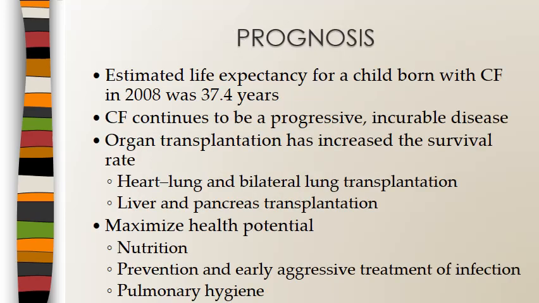So as I said before, life expectancy is a lot better than it had been before. In 2008, the life expectancy for a child who was born with CF was about 37 years of life. That may seem young, but it is much older than what it used to be. As I said before, these children really didn't see their teenage years or much of it prior. But it does continue to be a progressive, incurable disease. Organ transplantation has increased the survival rate. So you can get a heart-lung bypass and a bilateral lung transplantation. Some children have also received liver and pancreas transplantation.